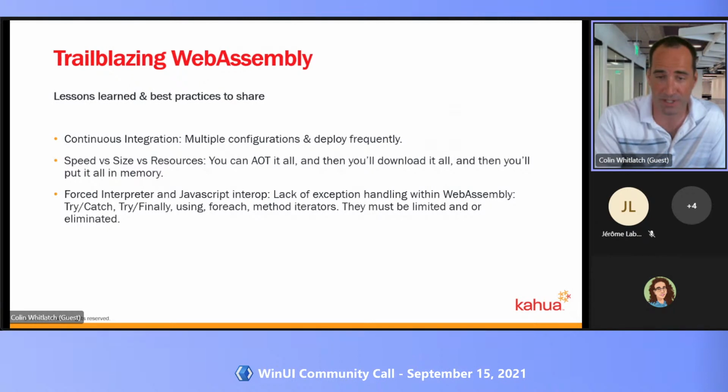And I will mention, it's very sneaky where try finally shows up within C#. They're in there with usings, they're in there with foreach, they're in there with method iterators. They're in a lot of different places. The framework itself uses it under the hood. So we have to avoid those.